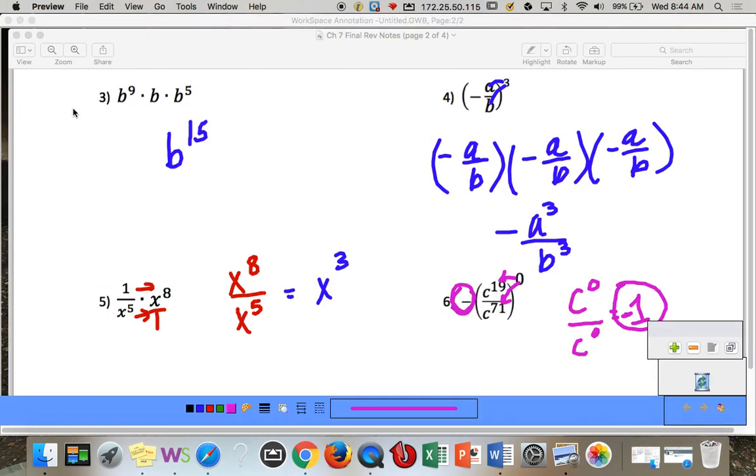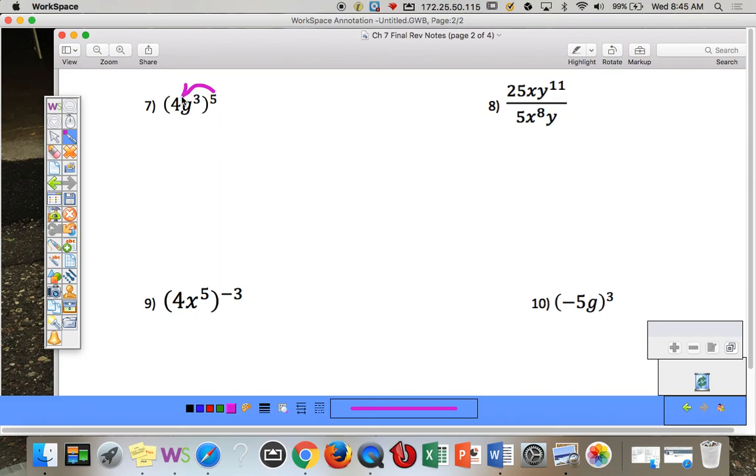All right, so for this one right here, distribute, we have 4 to the 5th power, g to the 15th, 3 times 5 is 15. And 4 to the 5th, we can actually calculate that. So I'm going to type in my calculator 4 to the 5th power. All right, let me show you this. 4 to the 5th. All right, so 4 to the 5th is 1024. And then we have g to the 15th.